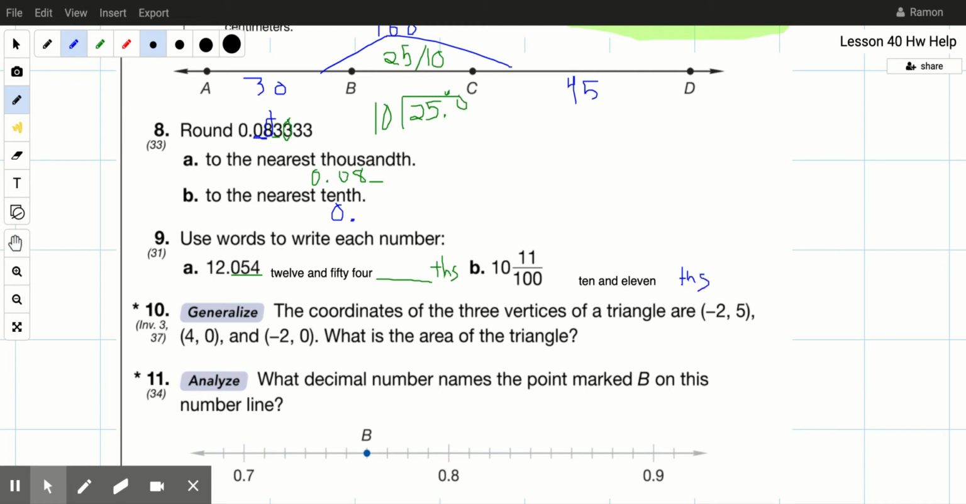For number 10, the coordinates of the three vertices of the triangle are negative 2, 5, 4, 0, negative 2, 0. What's the area of the triangle? I can tell you that it would be so easy to just draw this on the coordinate plane and, from there, count the squares on the inside, but we're not going to do that. So we have negative 2, goes up to 5.